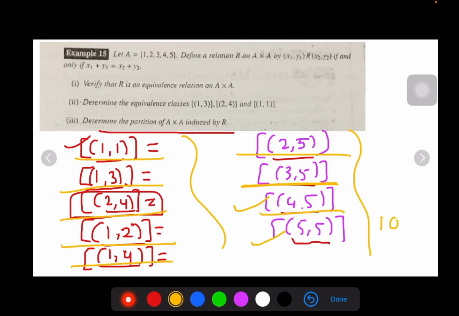All these elements together. So P can be defined as all these equivalence classes: 1 comma 1, then union 1 comma 2, and so on. The last element is 5 comma 5. So this is how you have to simplify all these kinds of sub questions.